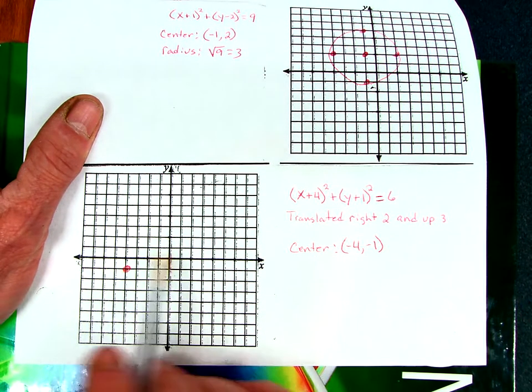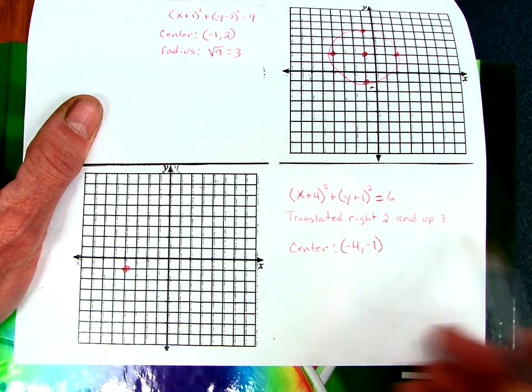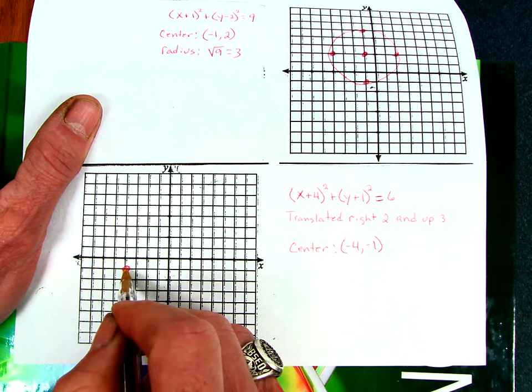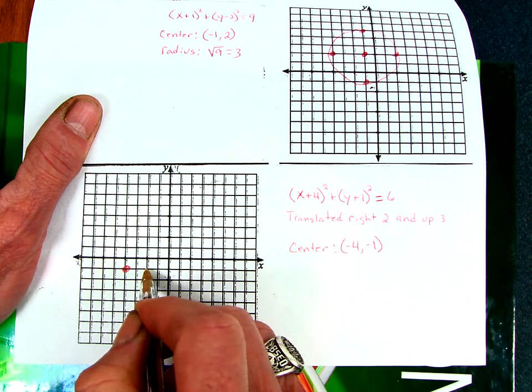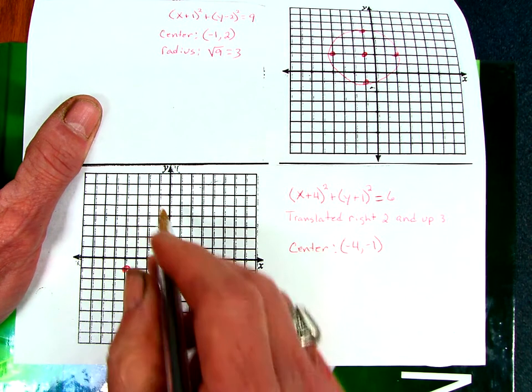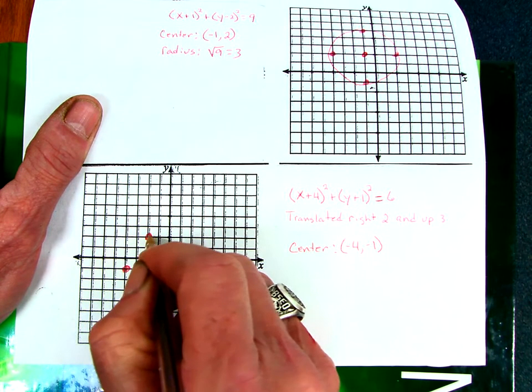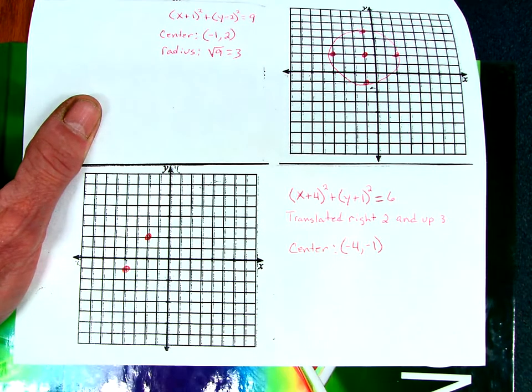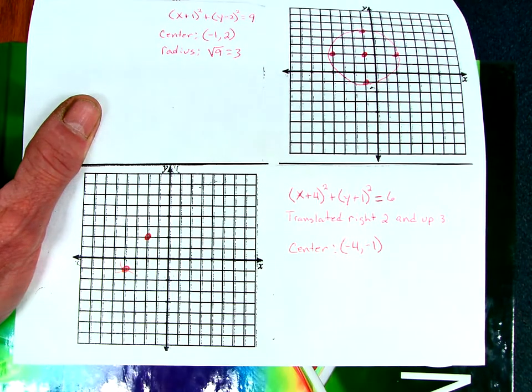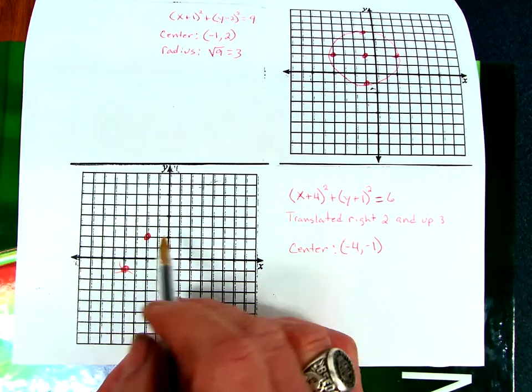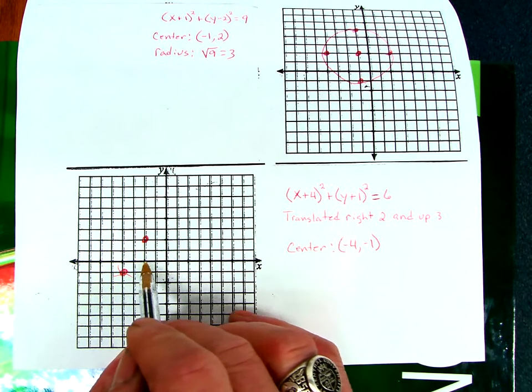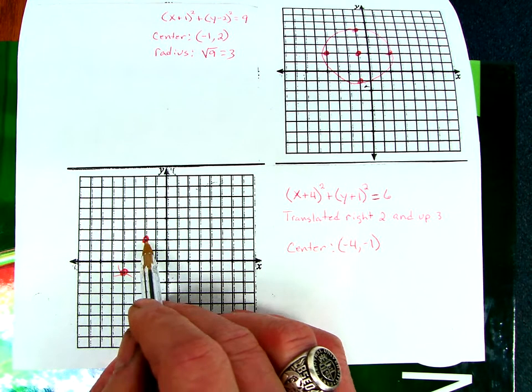I have this graph. I can just count that out. 2 units right, 1, 2. 3 units up, 1, 2, 3. That becomes my new center point. I'm no longer using that one. And that happens to be the point -2, +2.